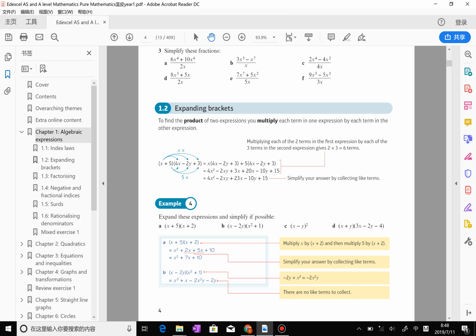Hello everyone, welcome back. We're going to keep moving into chapter 1.2, expanding brackets.